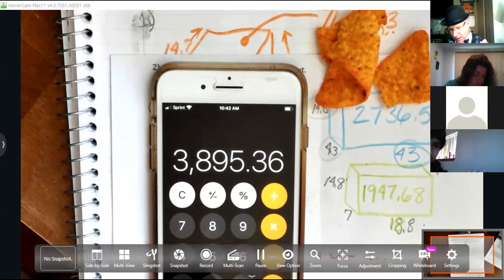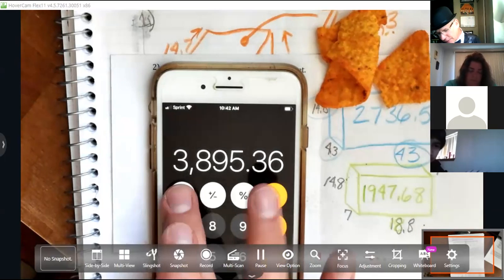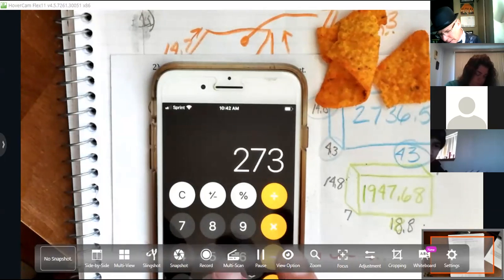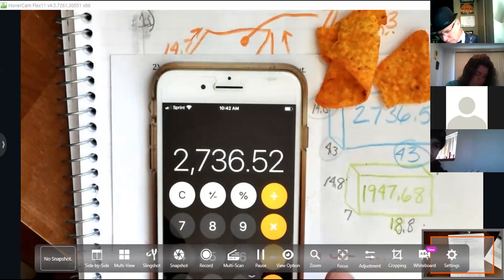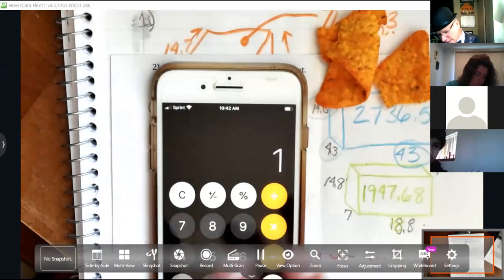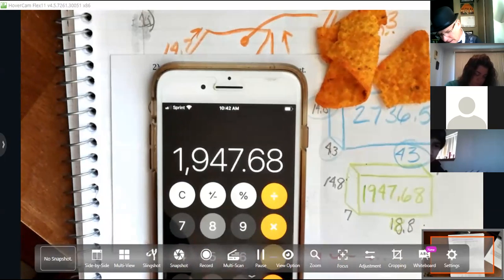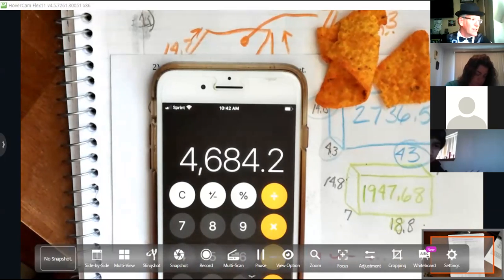Wait, what are we doing wrong here, folks? Check your figures. 2736.52 plus 1,947.68 equals 4684.2. You guys were right, and Mr. Glennon was wrong.